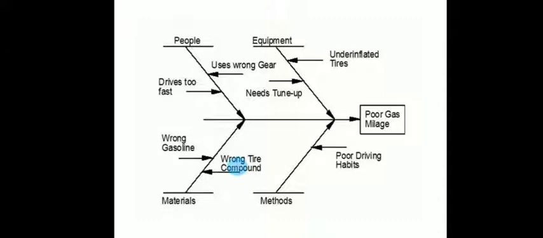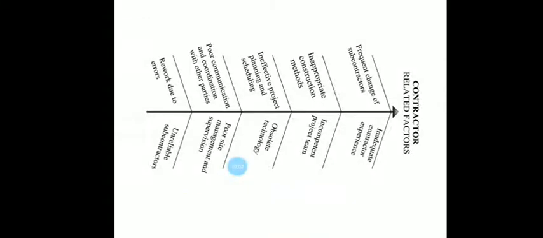For people, using wrong gears will also be concentrated on, and the need for a tune-up. For the equipment, you can see underinflated tires will also be concentrated on, and also poor driving habits. You can see that this leads to poor gas mileage. Poor gas mileage is a concern according to these things.